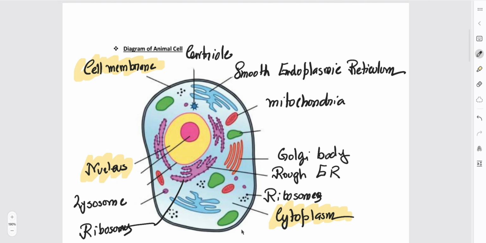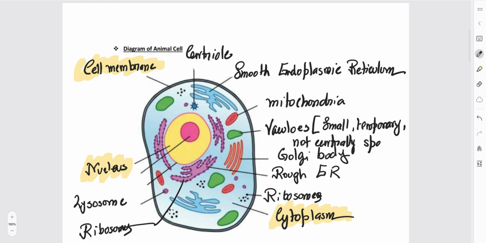Finally, do you see these green structures here? These are vacuoles, right? Yes, animal cells do have vacuoles. It is incorrect to say that they are absent in animal cells. We describe the vacuoles using three words: small, temporary, and not centrally spaced. Always remember, small, temporary, and not centrally spaced, unlike the plants. And these vacuoles never contain cell sap.